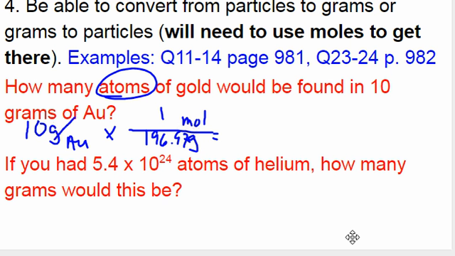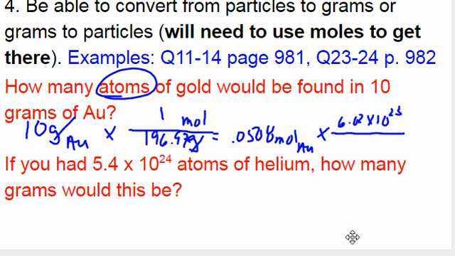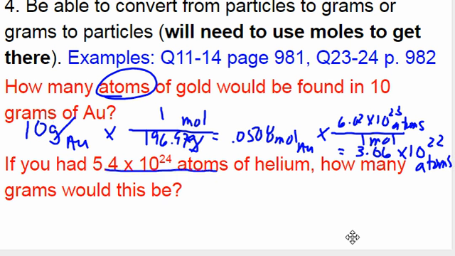So my grams of gold cancel, and I find out this is 0.0508 moles of gold. Well, now that I know how many moles I have, I can change that to particles because there's 6.02 times 10 to the 23rd particles or atoms in a mole of anything. So now when I take this times 6.02 times 10 to the 23rd, I come up with 3.06 times 10 to the 22nd atoms of gold.